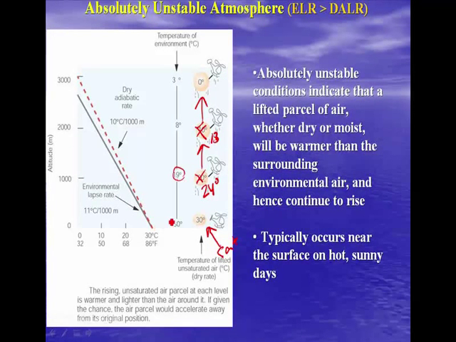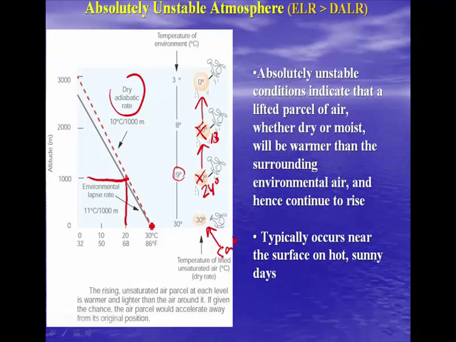Now, this part of the example, we use the helicopter example, but again, if we look here, this dashed line is the dry adiabatic rate. It changes at 10 degrees Celsius per kilometer. So if it starts off at 30, the air parcel at 1 kilometer would be 20 degrees, you see right here, at 1 kilometer.